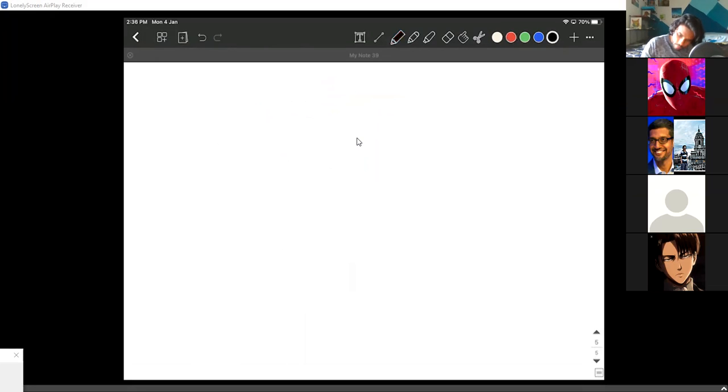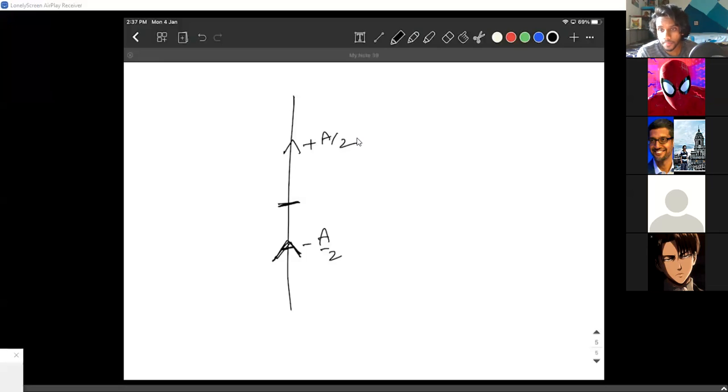Now let me give you a problem. One particle is at plus A by 2 moving away, another particle is at minus A by 2 moving towards the mean position. What is the phase difference between them? 60 degrees, sir. That was quick. Good. Perfect. Everyone's agreeing with the same answer? Yes, sir. 60 degrees.